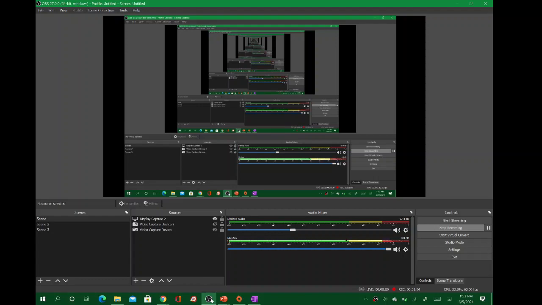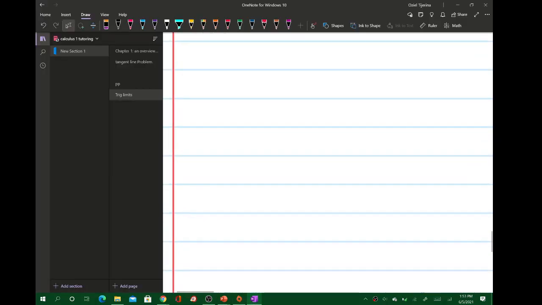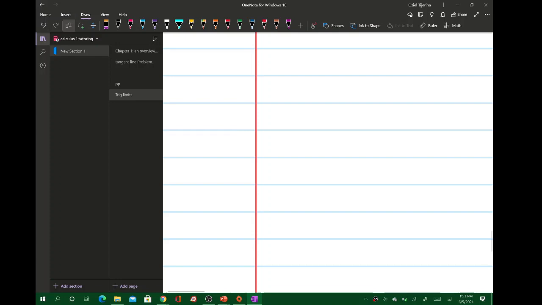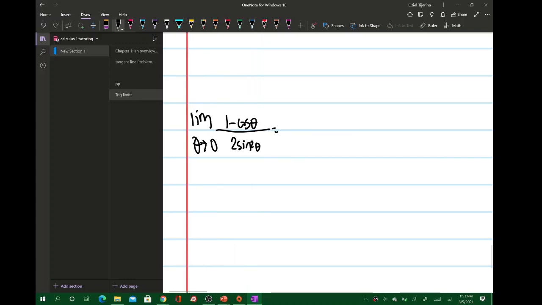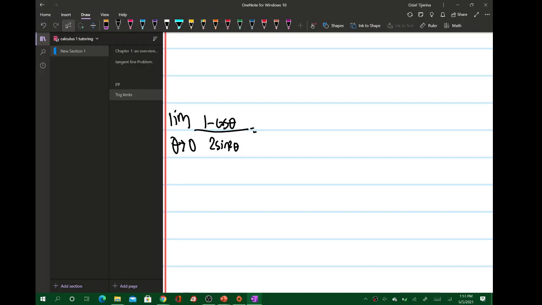I mean, we can do a little bit more. I'm going to do one more, or maybe two more. So the limit as theta approaches 0 of (1 minus cosine theta) over (2 sine squared theta). Obviously, direct substitution won't work. We're going to get 0 over 0.